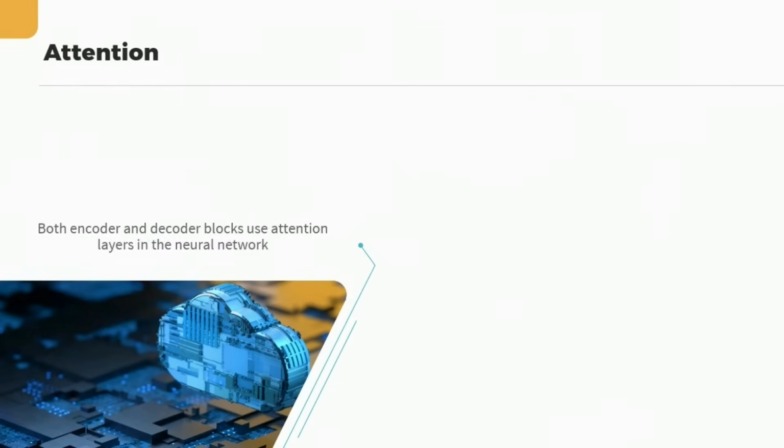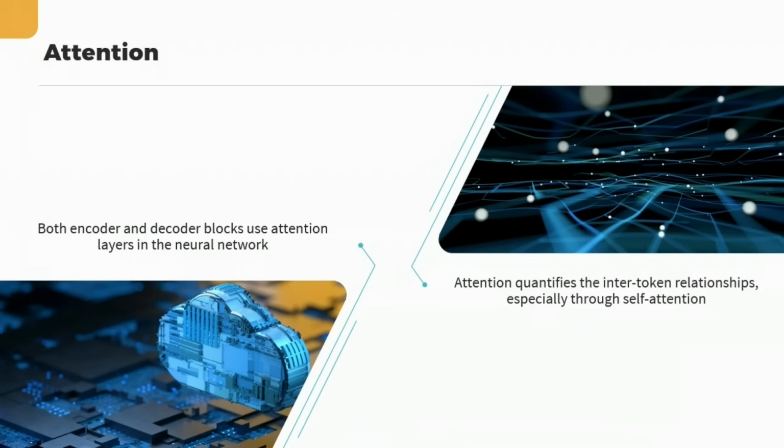In transformer models, both encoder and decoder blocks use attention layers in the multiple layers that make up the neural network for the model. These are important for processing text sequences. Attention quantifies the inter-token relationships.